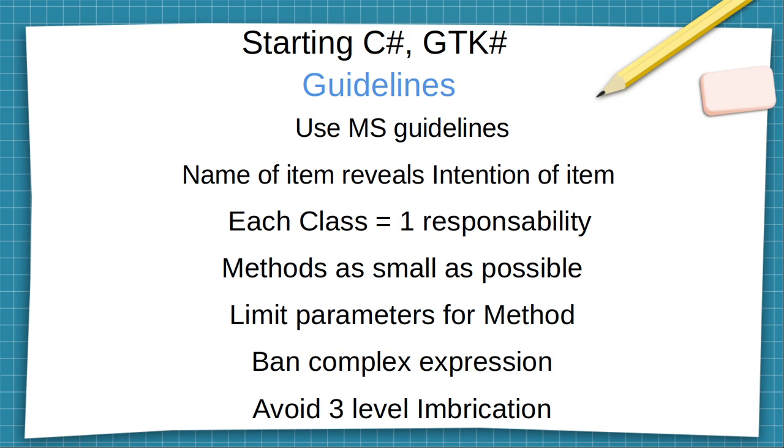Should reduce it, even create a new method, or even create a new class, just so that it is very, very clear. Limit parameters for methods. Pascal Lacroix gives a guideline of 5 maximum. I haven't used 5 yet, so I don't know. Ban complex expressions, so as to avoid headaches going into a code, and avoid a 3-level imbrication.